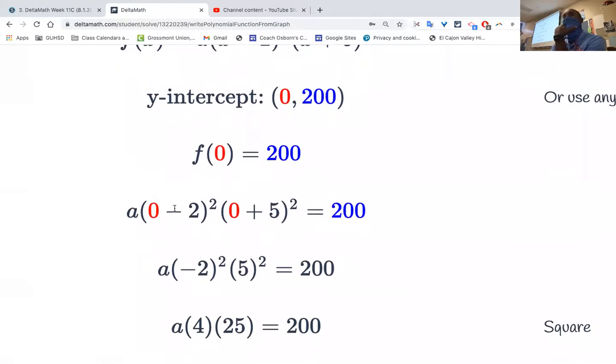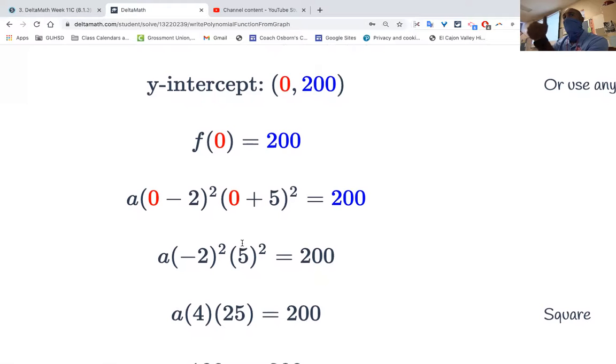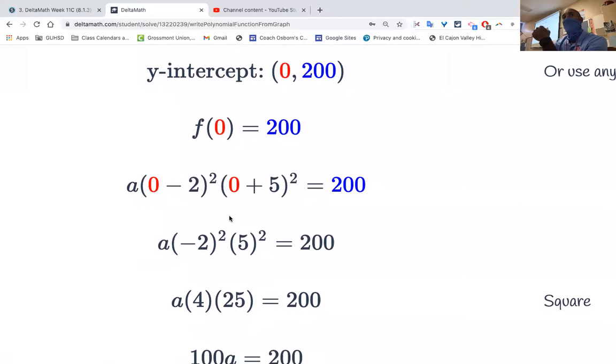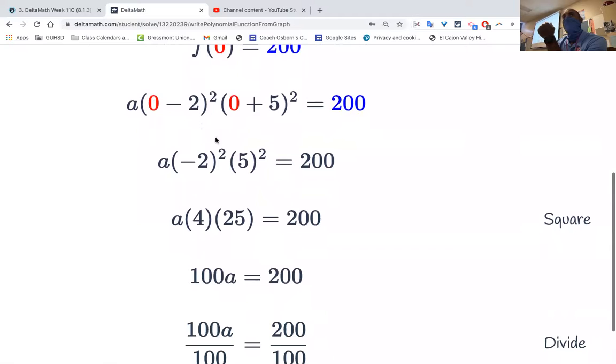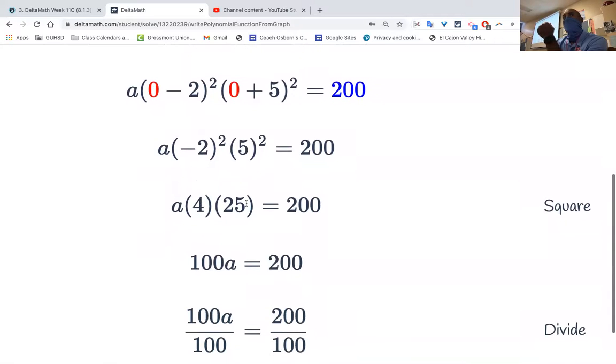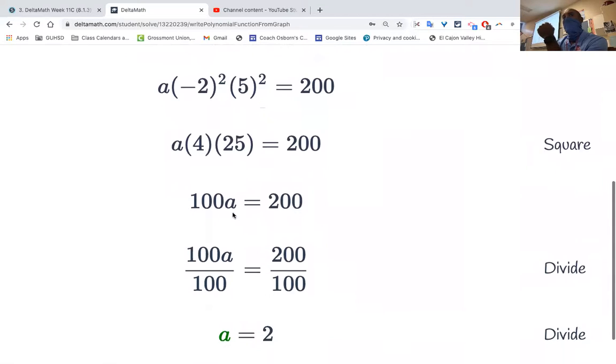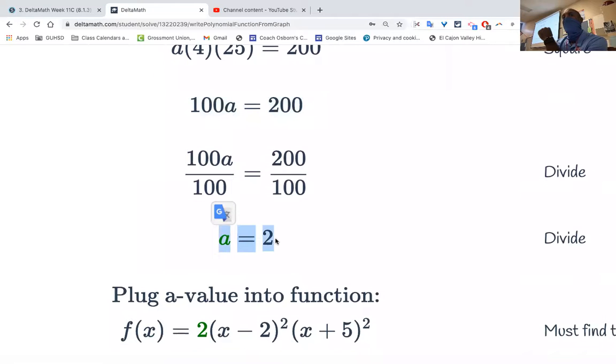So now we're plugging the 0 into the x. And then the y part of it goes on the other side of the equation. And now we're just solving for a. So I simplify this. Okay, 0 minus 2, 0 plus 5. Then I square those two numbers. Then I multiply the two numbers. And then I end up with something like this. And just divide. And then I get my a value.